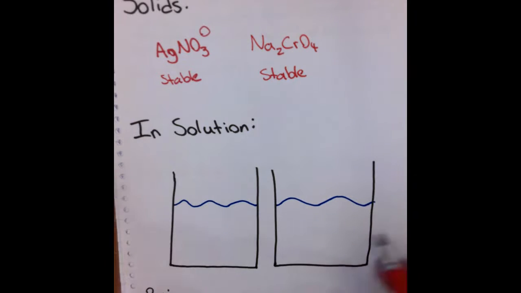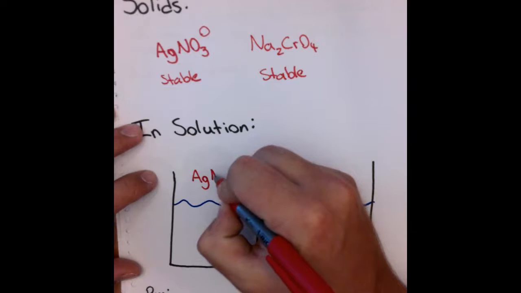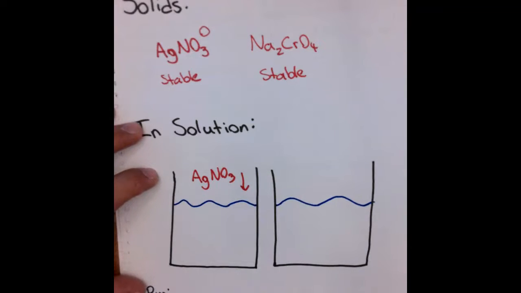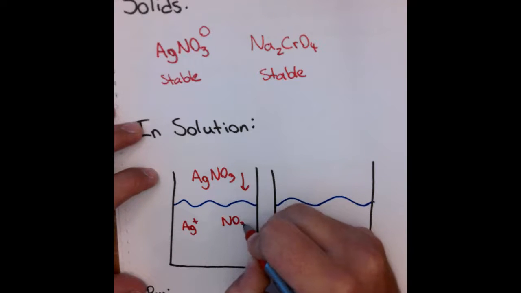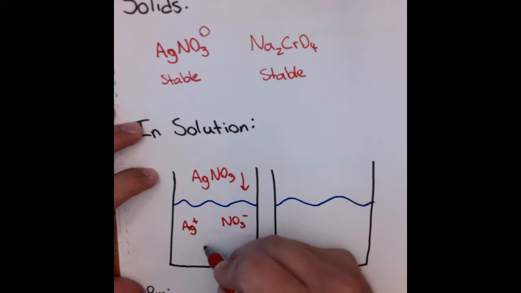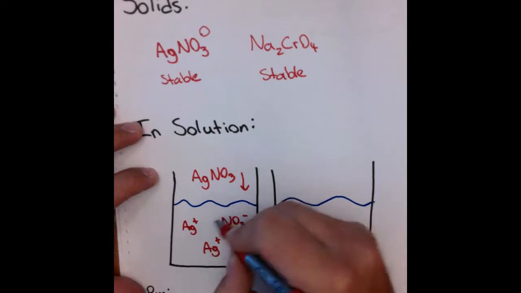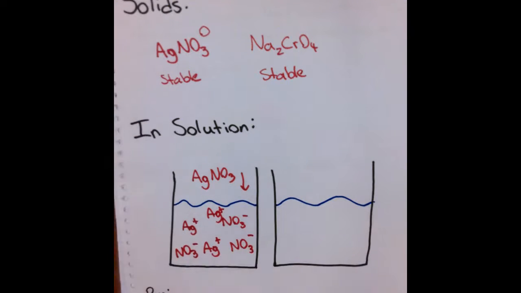So in solution, we no longer have, let's say right before we put it in, AgNO3. Once we put that into the solution, it is going to break up into a variety of Ag+ ions and NO3- ions. And when the solution is saturated, there's going to be lots of these things. And they're all floating around independently. That is because these charges individually are going to start bonding and interacting with the water molecules.